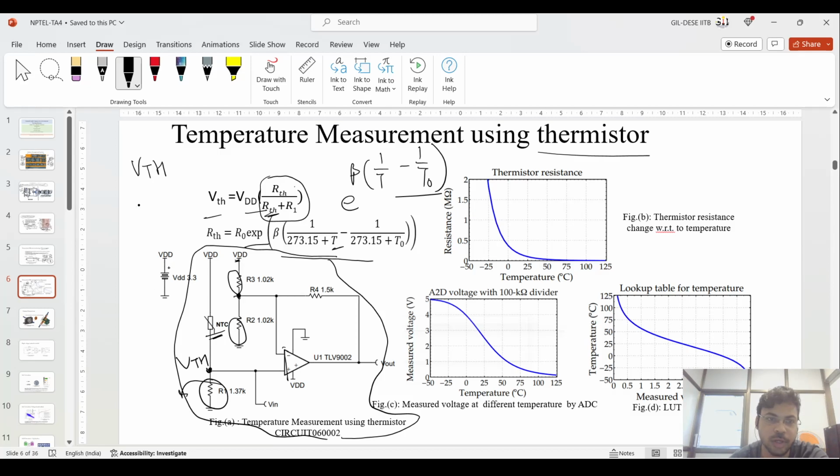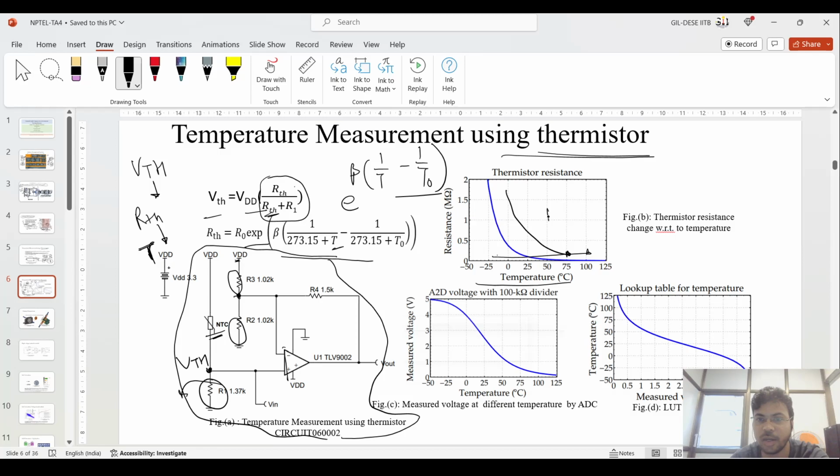Okay, so what do you have to do? First, you should measure VTH, what is coming across this junction point. Then you can measure this RTH. If you know the RTH, you can calculate the temperature. Okay, this is the basic use of this thermistor.